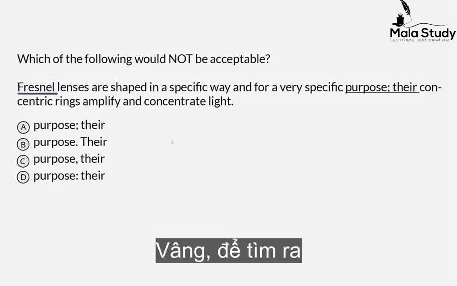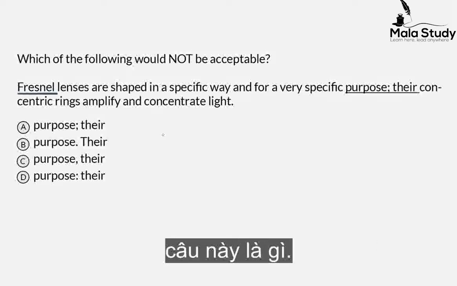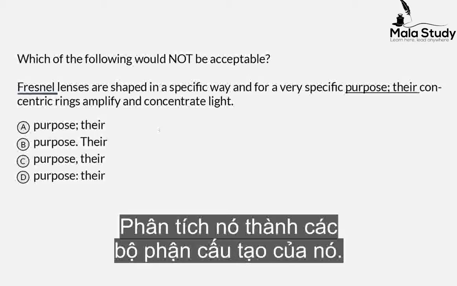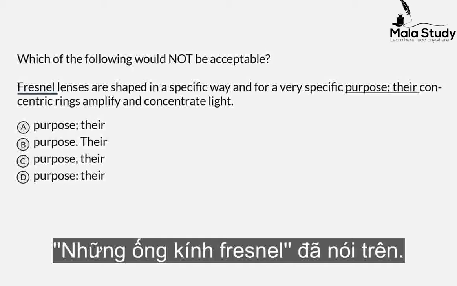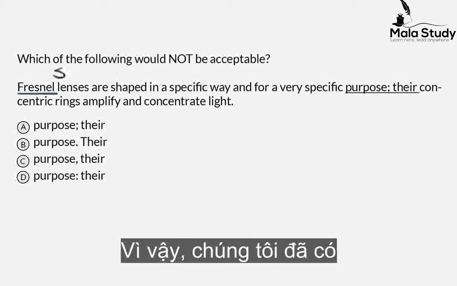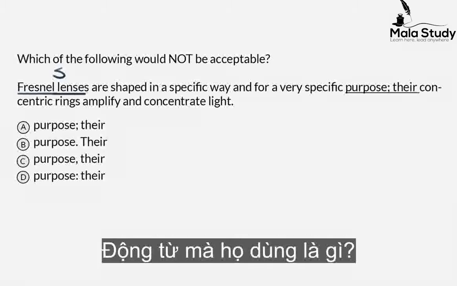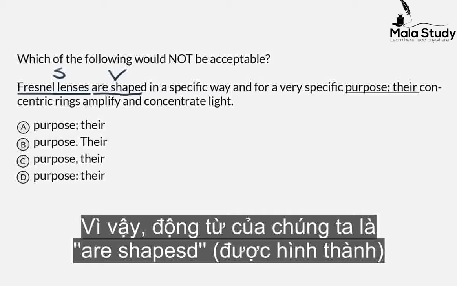Well, in order to figure out what piece of punctuation we ought to use, first we should evaluate what this sentence is. Break it down into its component parts. So we've already got these aforementioned Fresnel lenses. Well, we know that this is a subject. So we've got Fresnel lenses, that's our subject. What's the verb that they take? Are. Okay, so there's our verb, are shaped.